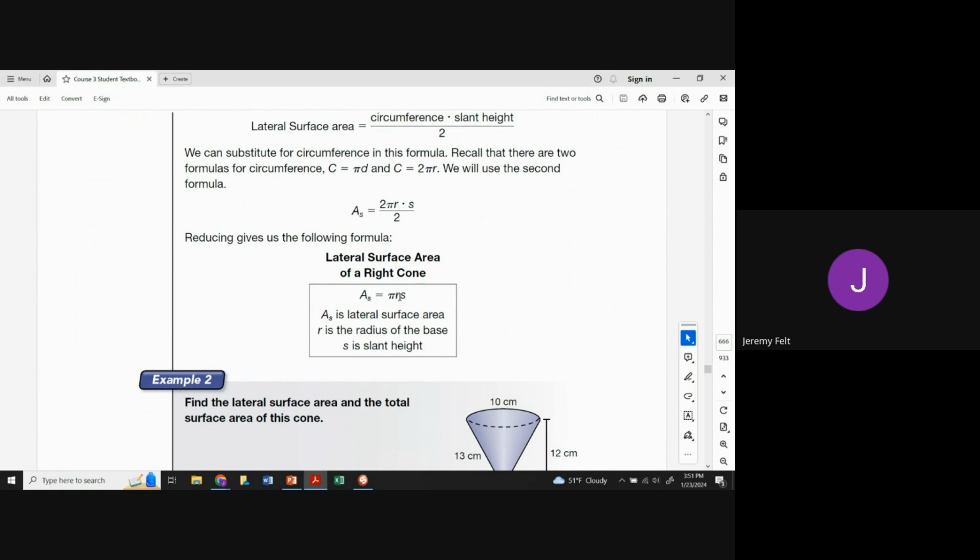So again, you can put this on your reference sheet if you would like. I'll probably remind you guys in class, as I'd like to fill them in as we go as well. So we need to know the slant height and the radius and plug it in.